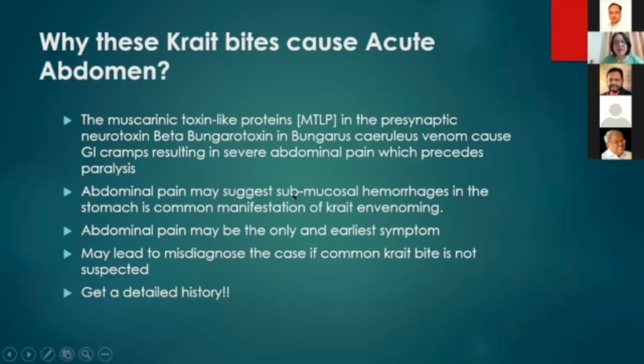And abdominal pain, as I mentioned earlier, may suggest some mucosal hemorrhages in the stomach, and this is quite a common manifestation in case of Krait envenoming. This feature, abdominal pain, might be the only and the earliest symptom in case of Kraits. So there are high chances of us being misled, or this may lead to a misdiagnosis, if a common Krait bite is not suspected. So the best way is to get a detailed history as far as possible.